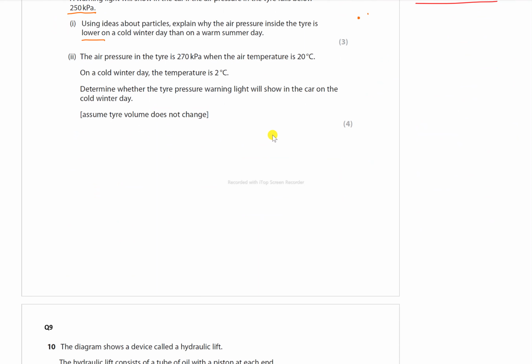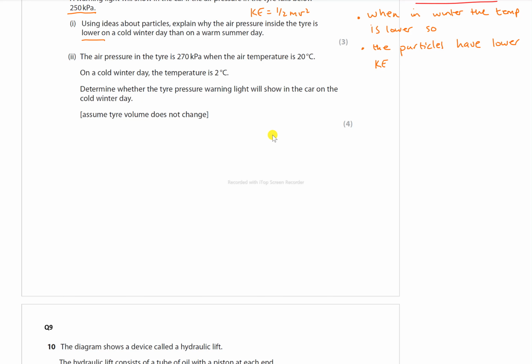So in winter the temperature is lower, so the particles, or the molecules or the atoms, have lower kinetic energy because they've got a lower kinetic energy. Remember we said kinetic energy is related to the velocity, isn't it?